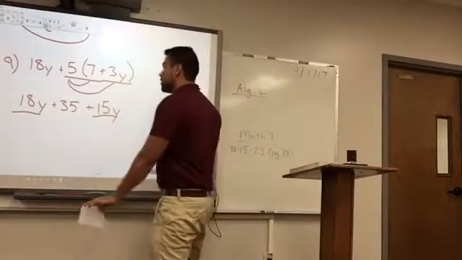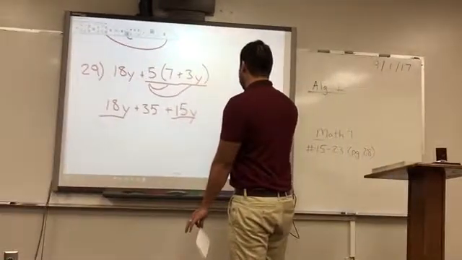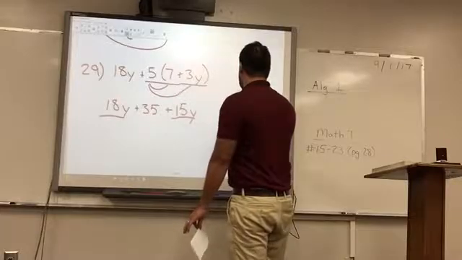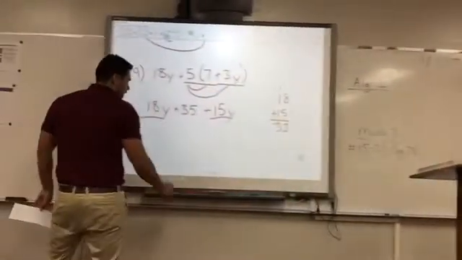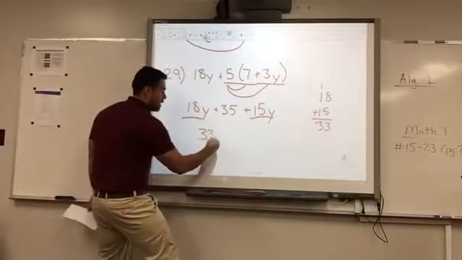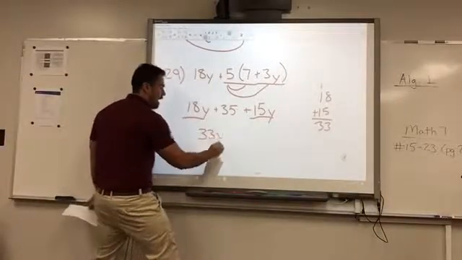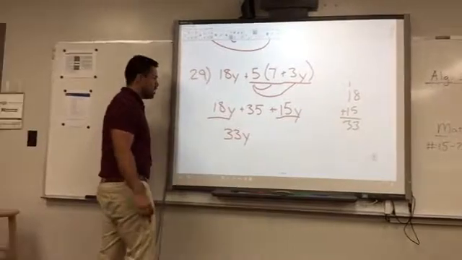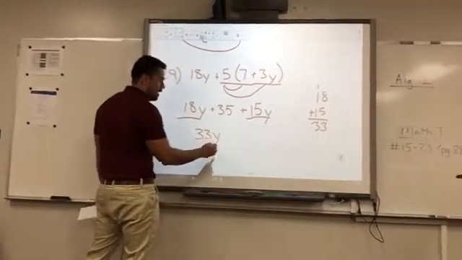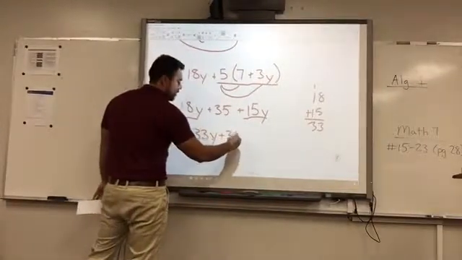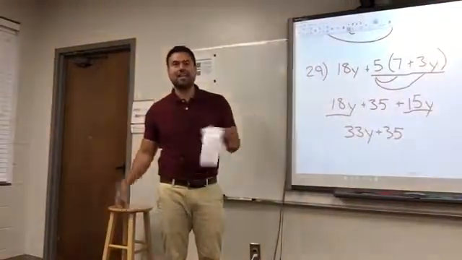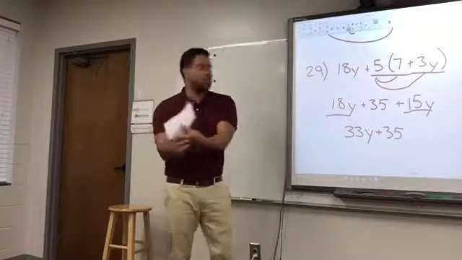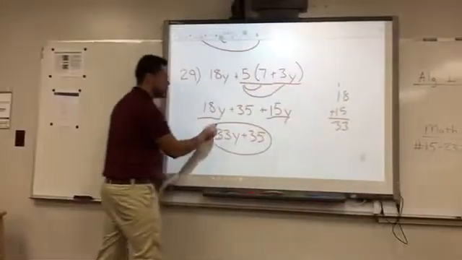If I don't know it, this is what I do on my work. 18 plus 15, 33. Okay, so I got my 33. So I should get what here? 33y. The y didn't just disappear or change. He's still there. Plus 35. And then what's 35 plus 33? It doesn't matter, because can you combine those two together right now? No. You are done. This is a simplification.